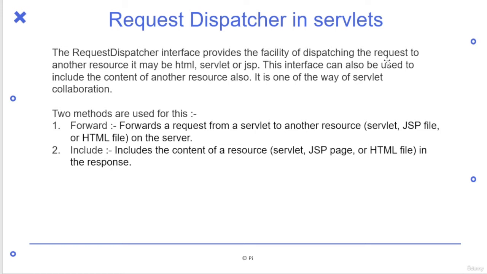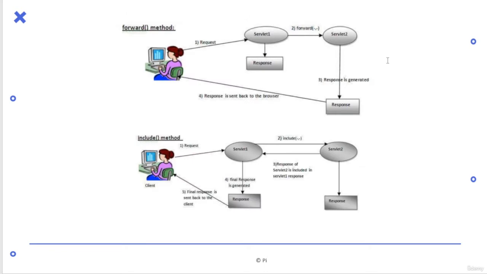Request dispatcher is basically an interface of Java servlet to dispatch the request from one resource to another resource, basically just proceeding from one page to another page. It may be HTML, servlet, or JSP, you can use anything here. Forward is basically forwarding, and include is including the same file inside the same page. So this is the forward method, as I told you.